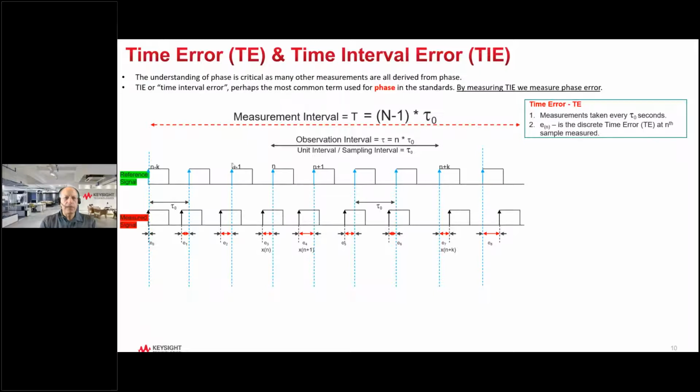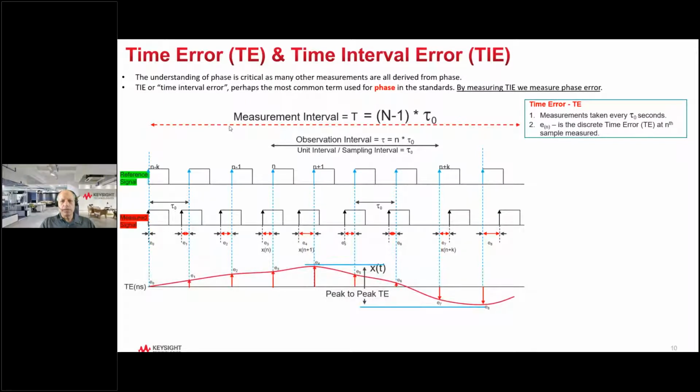So if we have a reference signal that's got a certain phase and a measured signal that's got a different phase, that phase error can be in femtoseconds, or it can be in megaseconds or years. It doesn't matter. The point here is how far apart the two are at an instant. And you can plot that over time to see how we vary.